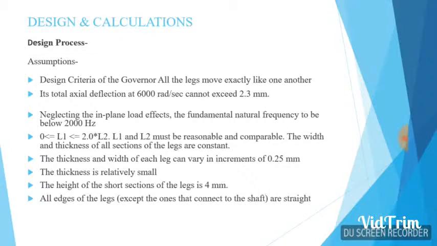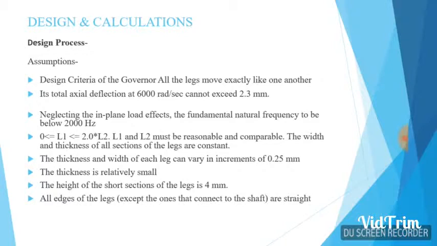All the legs move exactly like one another. Its total axial deflection at 6000 radian per second cannot exceed 2.3 millimeters. Neglecting the in-plane load effects, the fundamental natural frequency is to be below 2000 Hz. 0 is less than or equal to L1 is less than or equal to 2 times L2, and L1 and L2 must be reasonable and comparable.